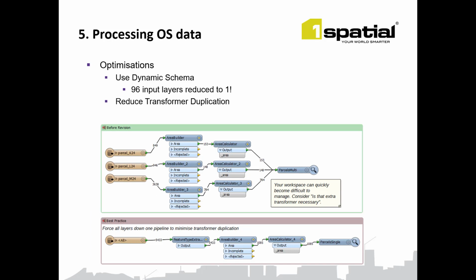And there was a whole bunch of duplication then, with the same logic being applied for each layer of data. And using dynamic schema mode and having just that one input layer meant we could automatically reduce the transformer duplication also. So that was a bonus. And of course, the less transformers there are, in general terms, the more performant the workspace.